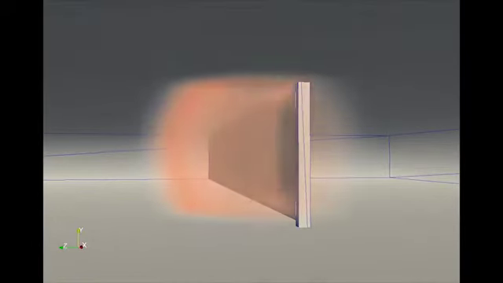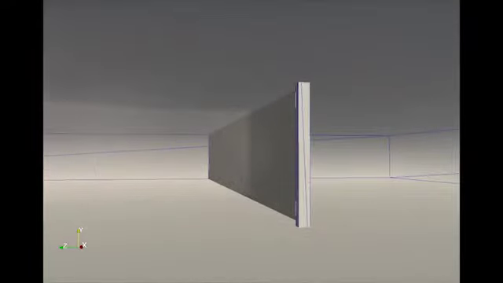Diffraction occurs when waves bend around obstacles when the dimension of the obstacle is comparable to the wavelength. This allows listeners to hear sounds not in the line of sight.